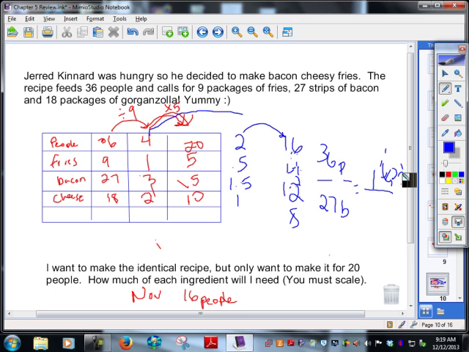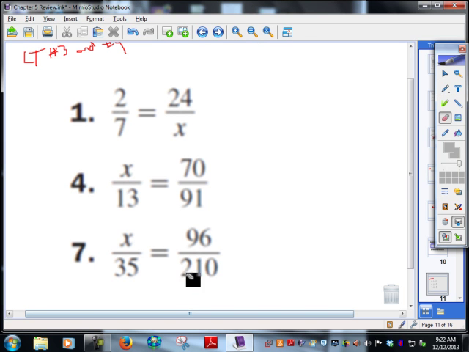What does that say? 167. Oh, it says 16. 1 dash. It's 6.